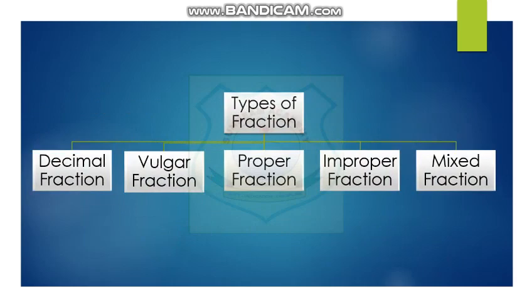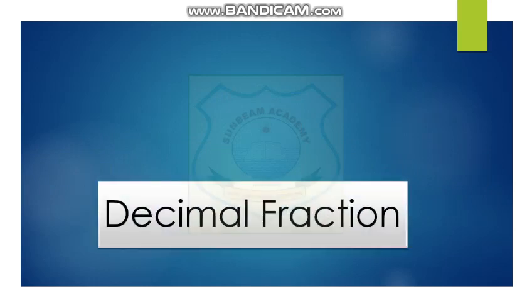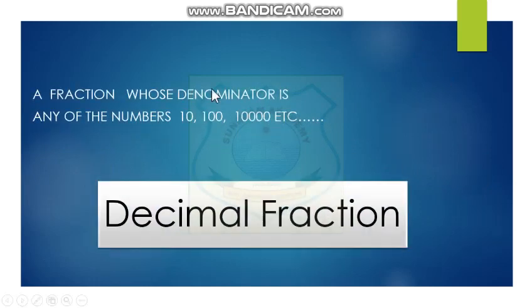Now next is types of fraction. What are the different types of fraction? First one is decimal fraction, then we will have vulgar fraction, proper fraction, improper fraction, mixed fraction. So let's learn these fractions one by one. First one is decimal fraction. A decimal fraction is one whose denominator is any of the numbers 10, 100, 1000, 10,000 and so on. So let's see with an example.